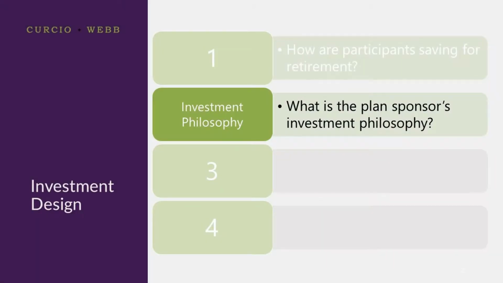The second stage is to think about the investment philosophy that the investment committee wants to have that stands behind the defined contribution plan. There's not very many investment committees that explicitly articulate an investment philosophy. It tends to come out as a result of decisions that are made. But we think it's important to articulate one because that can serve as a guidepost for making decisions down the road.